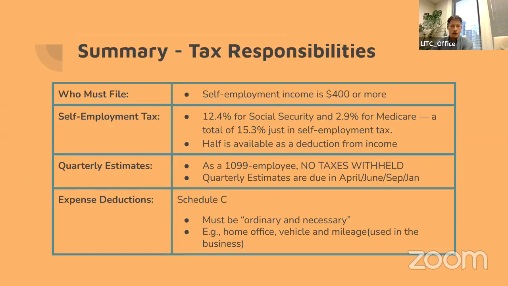And if you are a 1099 employee, you should know at this point that it's likely no taxes are being withheld on your pay stubs. And that means that for you, instead of paying at the end of the year in one lump sum or having them taken out on a W-2, you should probably be making quarterly estimates. And those are due in April, June, September, and January.